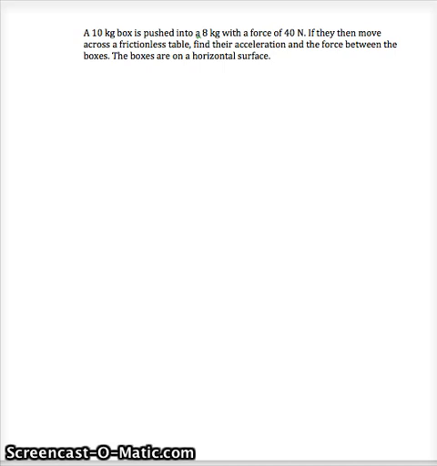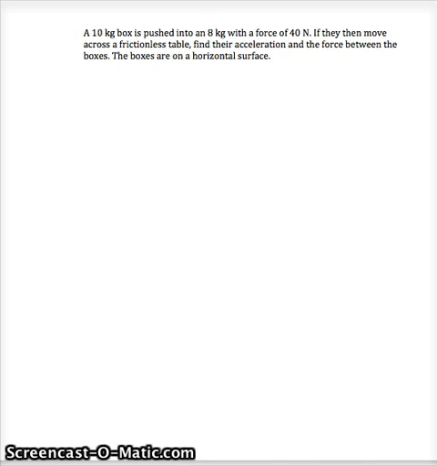It's not a bad topic, but it's just one that I think computationally might take a little bit too much time for the whole class. So here's the problem. A 10 kilogram box is pushed into an 8 kilogram box with a force of 40 newtons. If they then move across a frictionless table, find their acceleration and the force between the boxes. The boxes are on a horizontal surface.